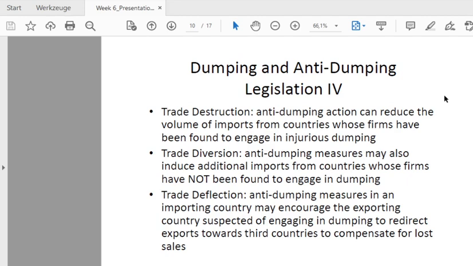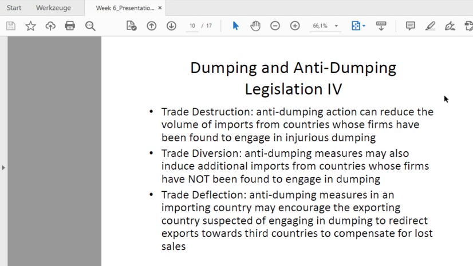Anti-dumping measures may also induce additional imports from countries whose firms have not been found to engage in dumping. So if you just switch to other countries where firms do not engage in dumping, then you are diverting trade, called trade diversion.